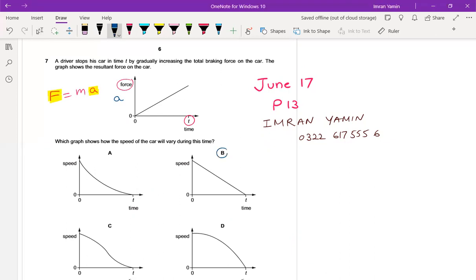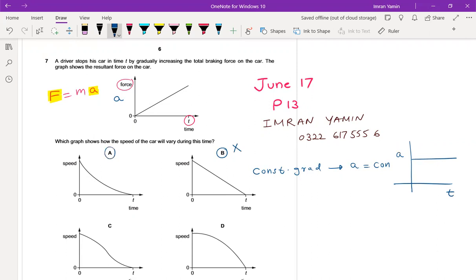Option B: the speed-time graph has a constant gradient, a straight line. If the gradient is constant, it means acceleration is constant. And if acceleration is constant, then the graph of acceleration or force will be a horizontal line, and the given graph is not a horizontal line. So option B fails.